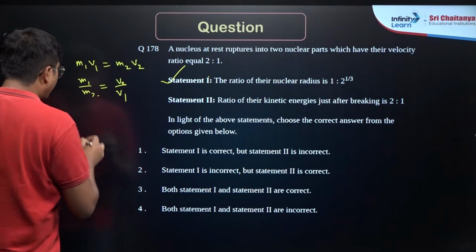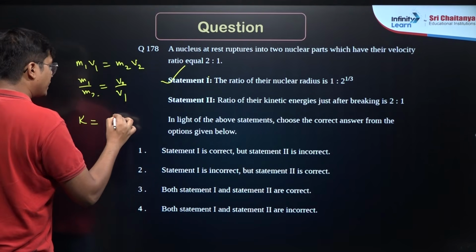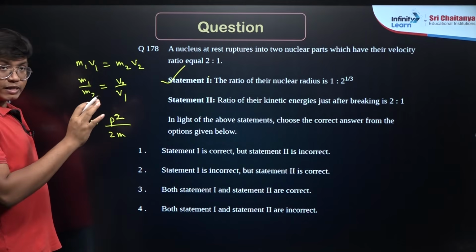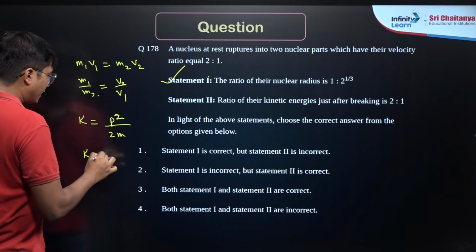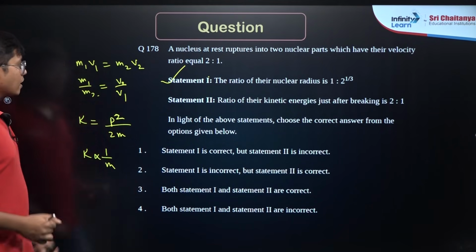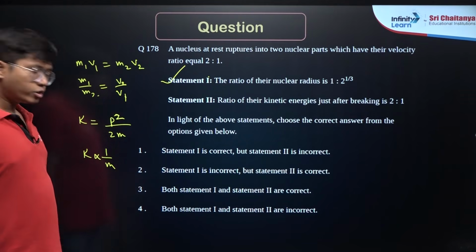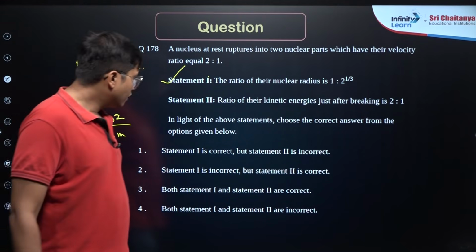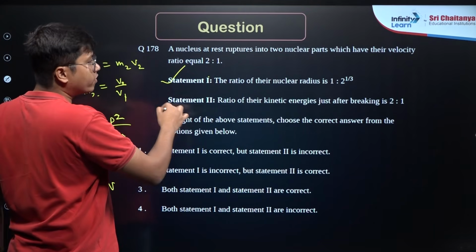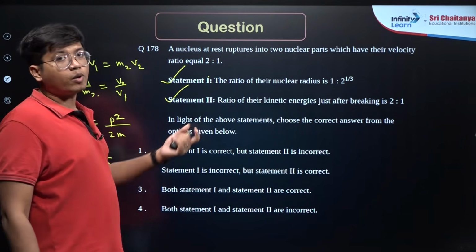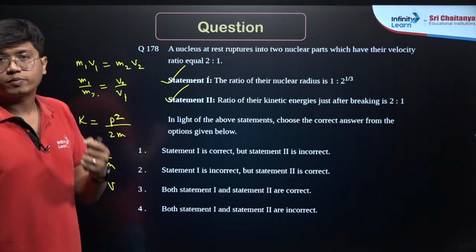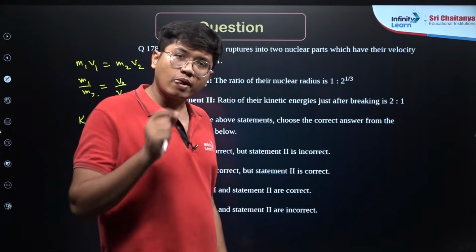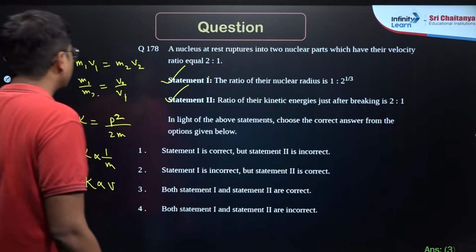Next, ratio of kinetic energy after breaking is 2:1. So how do I get to kinetic energy? I know kinetic energy is basically p square by 2m. So since momentum has to be the same for both the particles, kinetic energy is inversely proportional to mass, and mass itself is inversely proportional to velocity. So kinetic energy is directly proportional to velocity here. You might think K is equal to half m v square, so it should be proportional to v square. No, because then mass will also be variable. I brought it down to only one variable, then I could put the proportionality.